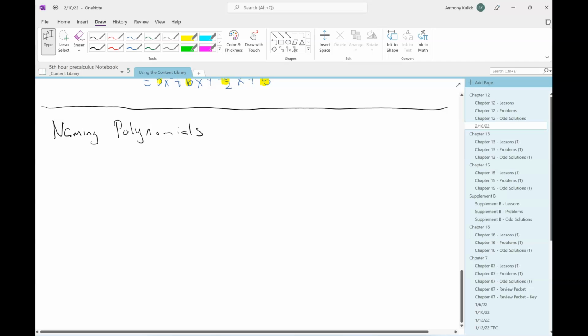So the next thing we'll talk about is naming polynomials. We really have two ways to kind of name them. One way is by their degree. If the degree is equal to 0, we call that a constant function.